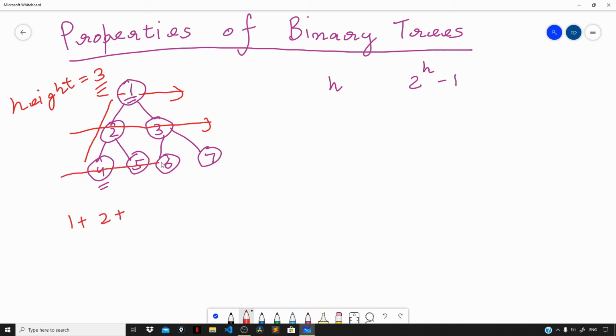Then for this we are having 4, and let us go on till 2 raised to the power h minus 1 for a tree that is having a height of h. So this is the general case. Now this is a very simple geometrical progression with h terms.